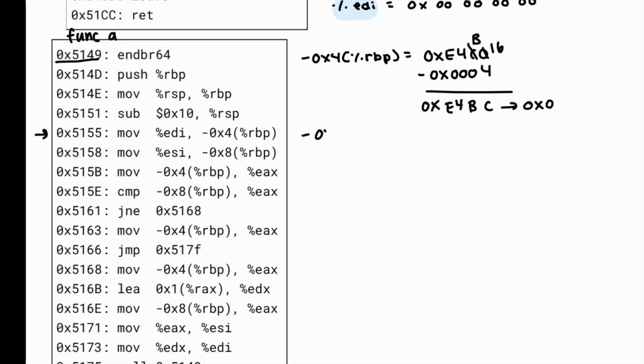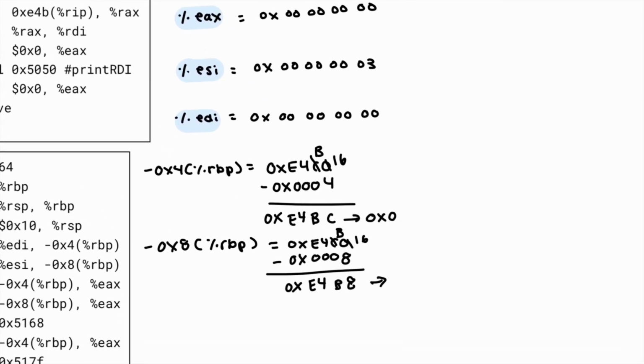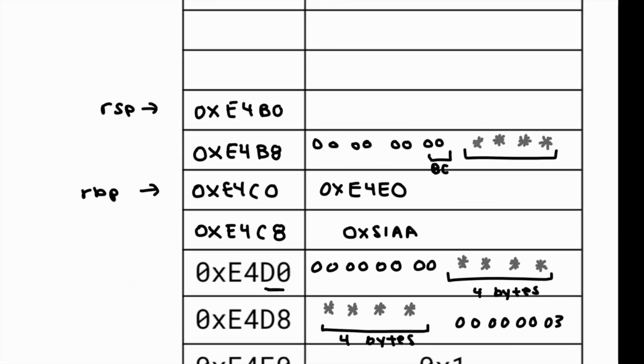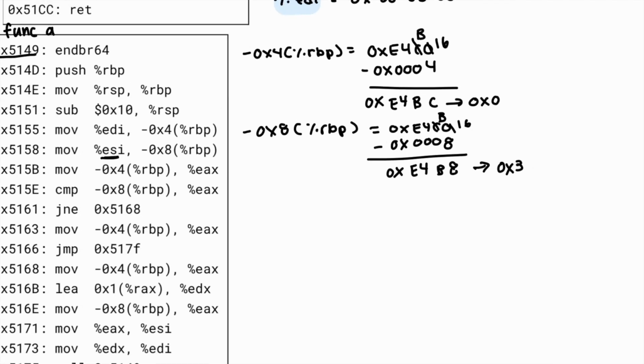We have to calculate 0x8 RBP, which is 0x4C0. And ESI has the value of 0x3. This means that we're going to fill in, starting at B8, which is right here, these last 4 bytes, we're going to fill it in with 4 bytes. And those 4 bytes will be 00000003 from moving ESI, which is 0x3, into the value of this memory address.